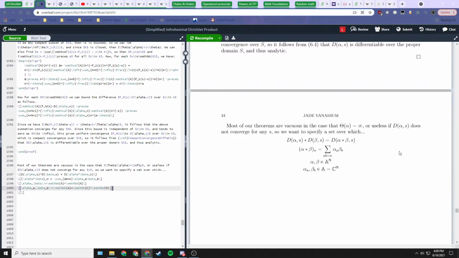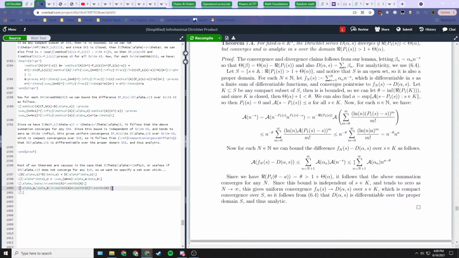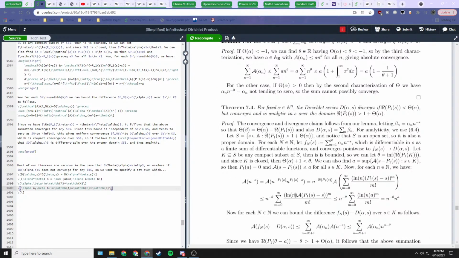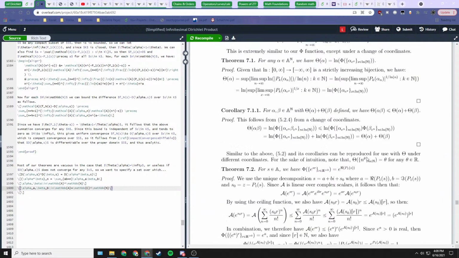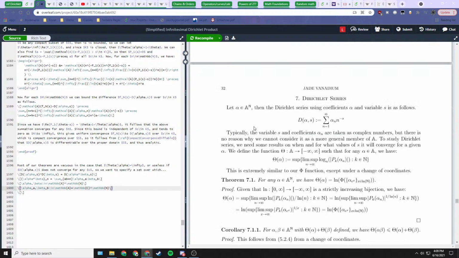I didn't have this problem in the original draft because all of the results were weaker. In the original draft I didn't allow alpha to be an arbitrary sequence in A. It was just an arbitrary sequence in C, which was then considered as an element of A using the canonical bijection from C to the n to A.